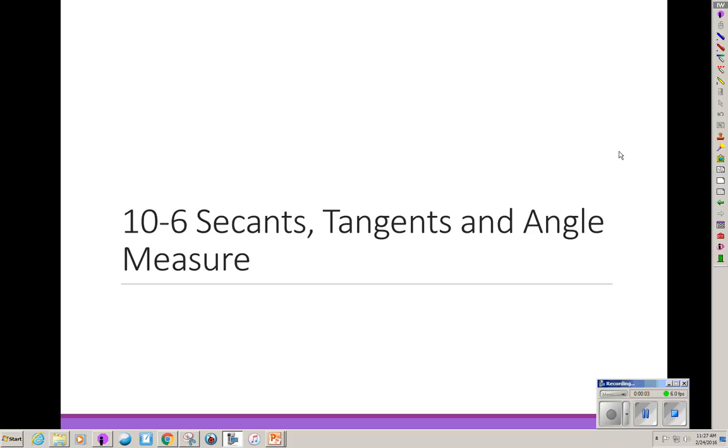This lesson is secants, tangents, and angle measure. We're going to solve problems involving secants and tangents that intersect inside or outside of the circle and see the relationships between the angles and the arc measures.